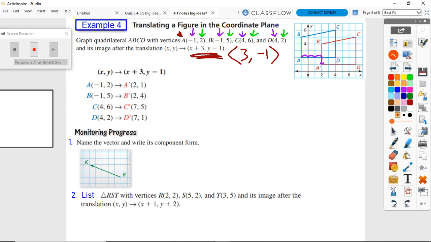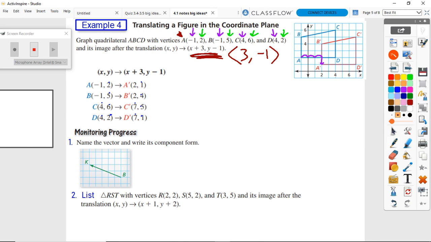All right, so we've got add 3 to x's, so -1 turns into 2, -1 turns into 2, 4 turns into 7, 4 turns into 7. Y values down 1, 2 to 1, 5 to 4, 6 to 5, 2 to 1. Whoop, there it is. All right, pause the video here. Try the monitoring progress. See you in a sec.